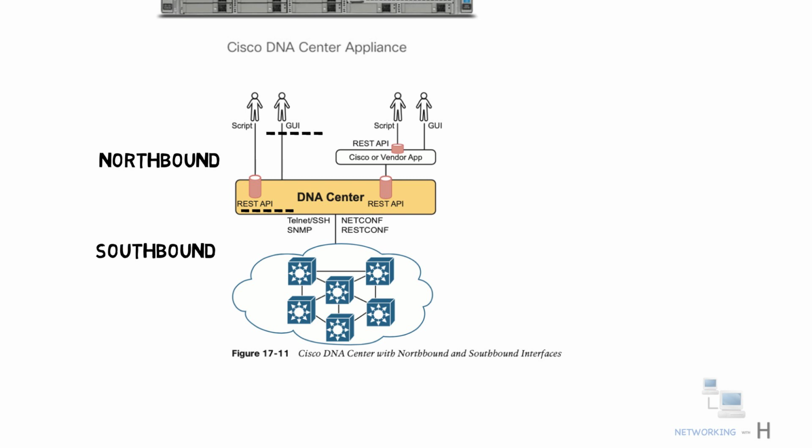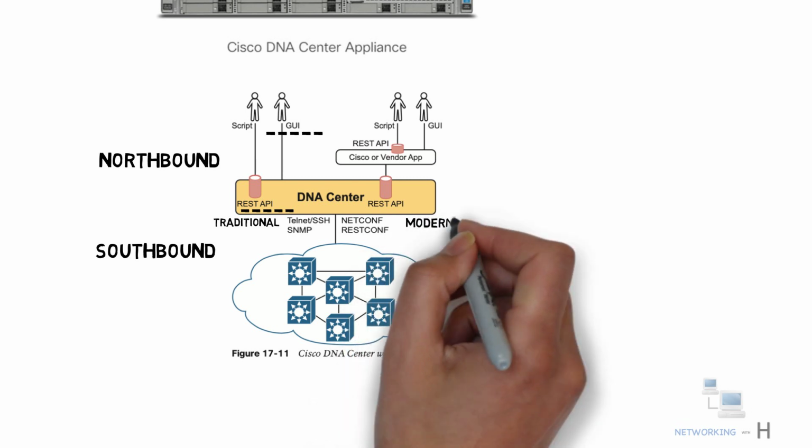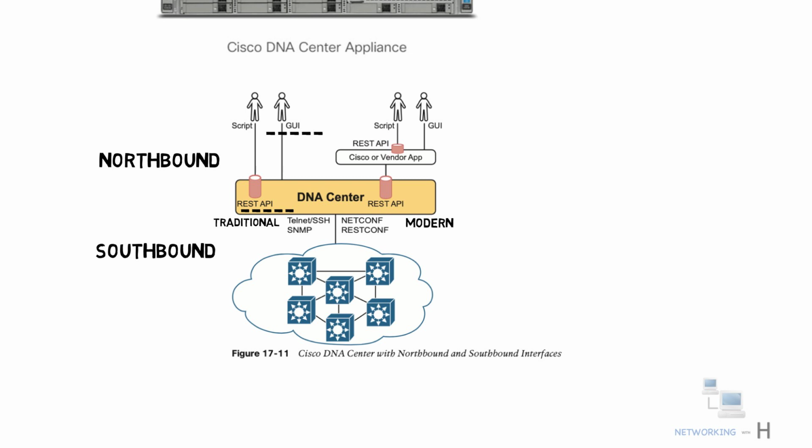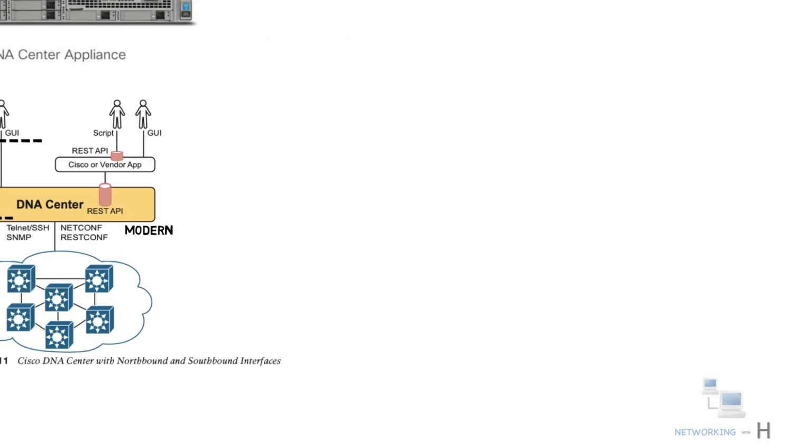Cisco DNA Center supports several southbound APIs so that the controller can communicate with the devices it manages. You can think of these as two categories: protocols to support traditional networking devices or software versions, like Telnet, SSH, and SNMP; and protocols to support more recent networking devices or software versions, such as NETCONF or RESTCONF.